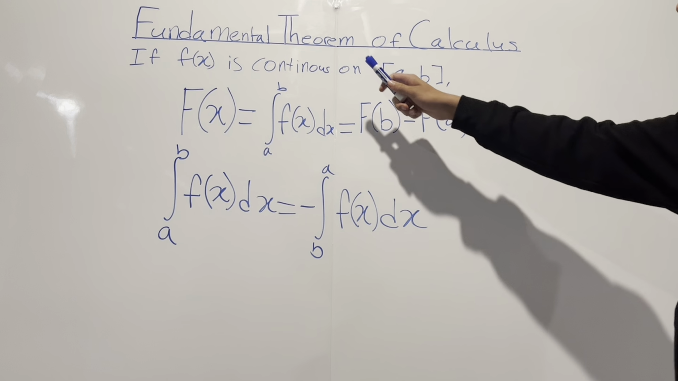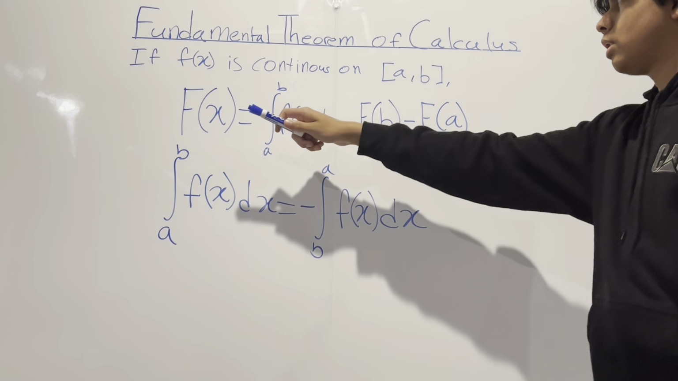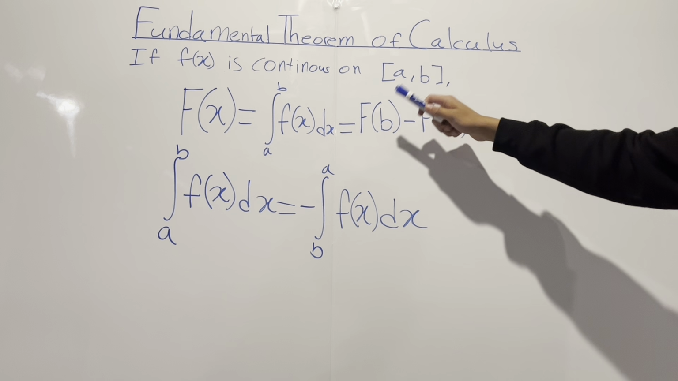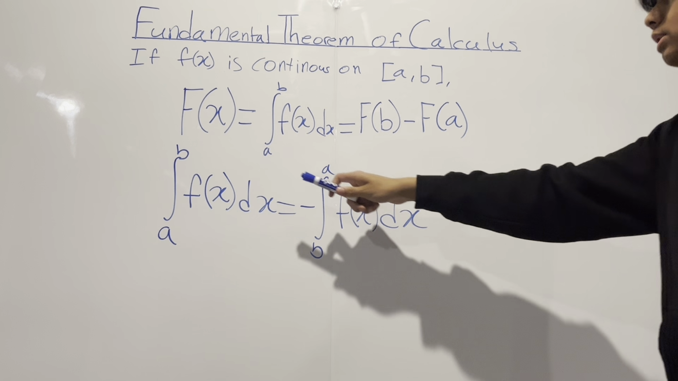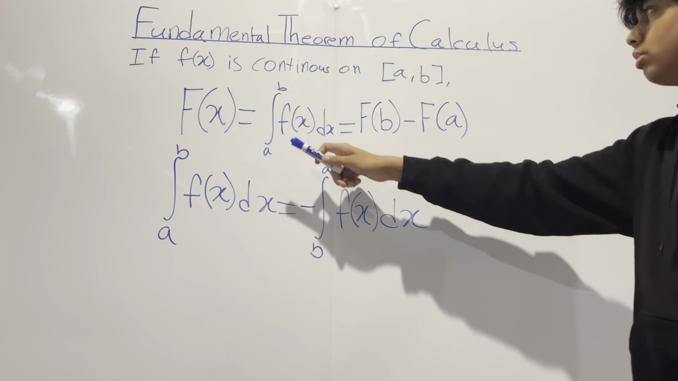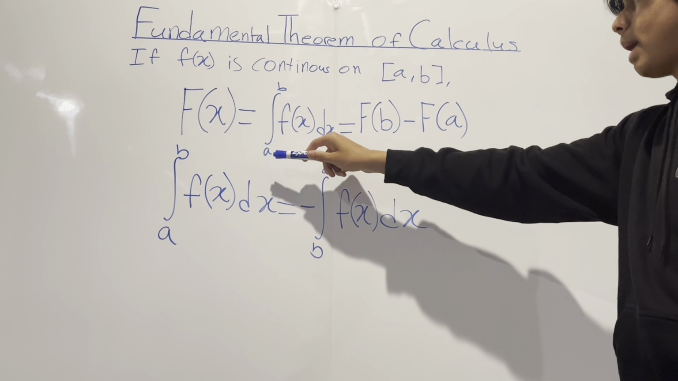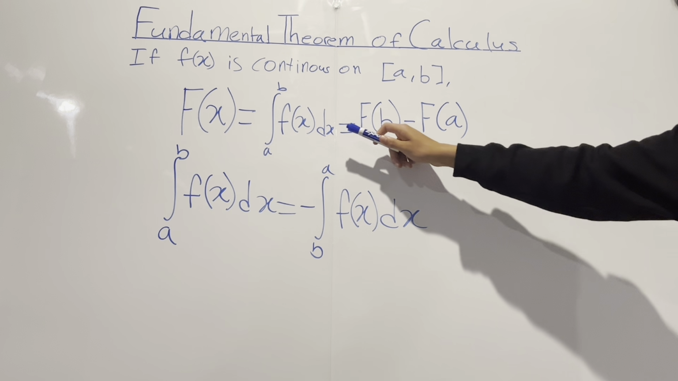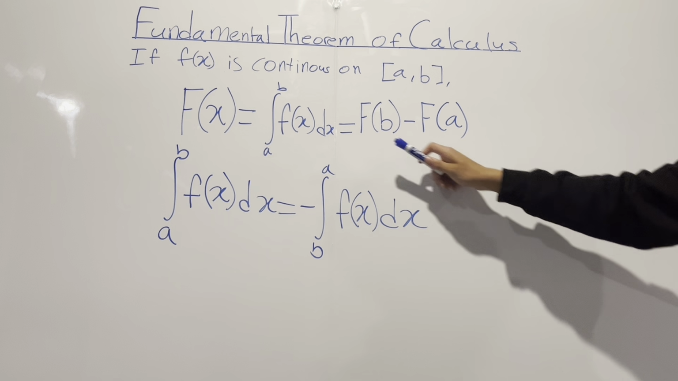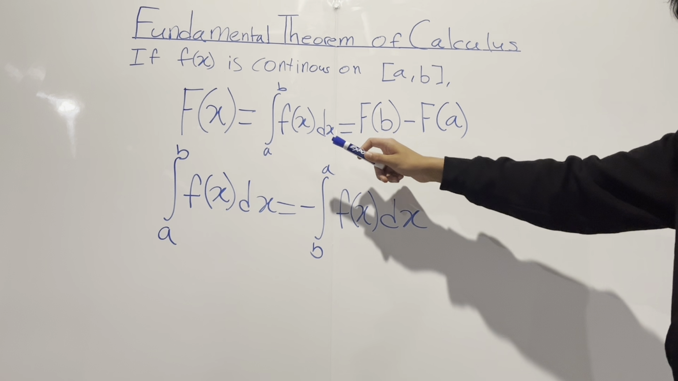So let's look at the fundamental theorem of calculus. Let's say we have a function f of x. If it's continuous on the closed interval a through b, then we can say that a new function, capital F of x, is equal to the integral of f of x dx from the bounds a to b, and that's going to equal F of b minus F of a. And the capital F is the integral of the function, so the antiderivative.